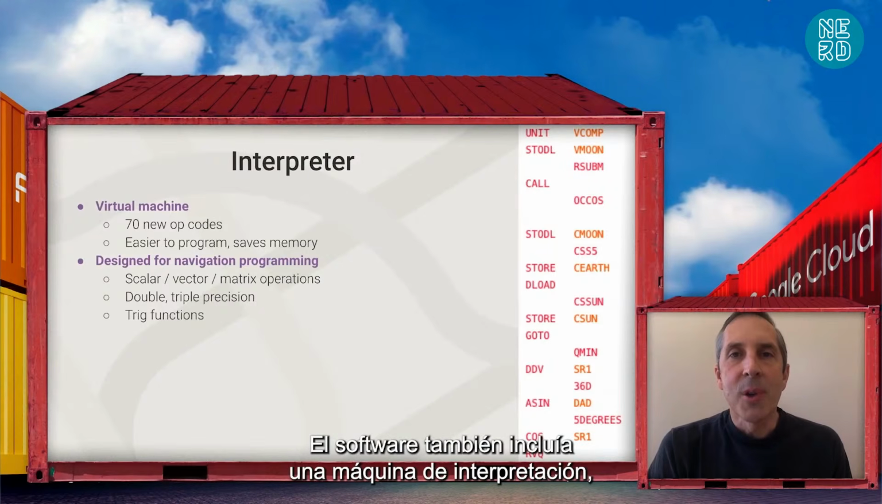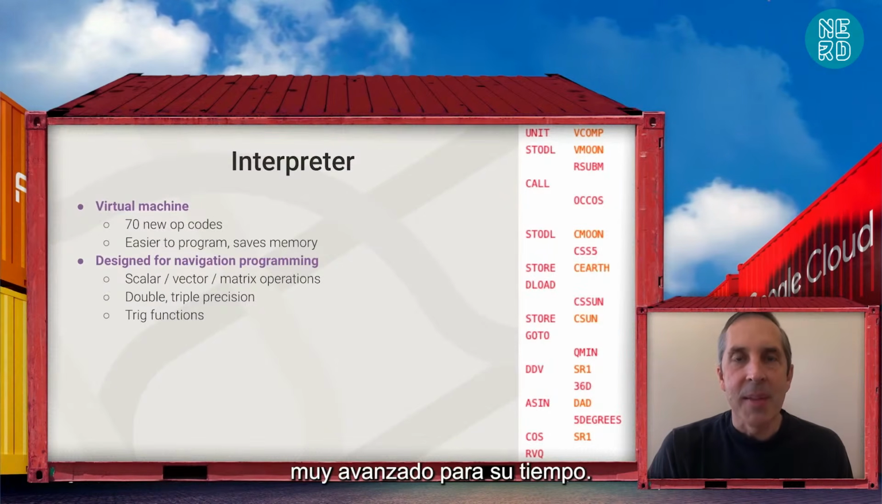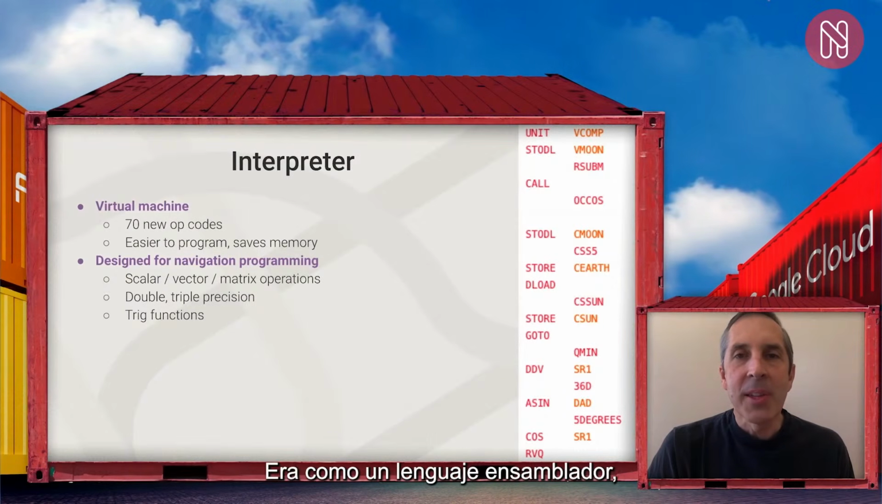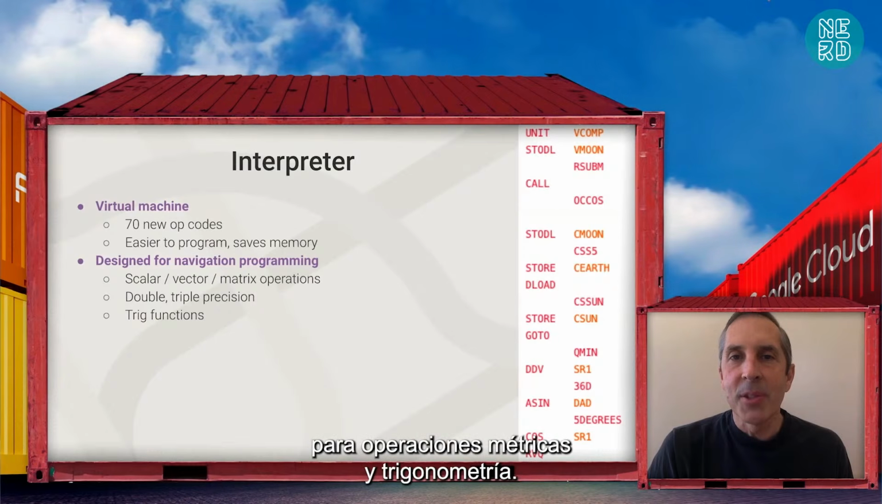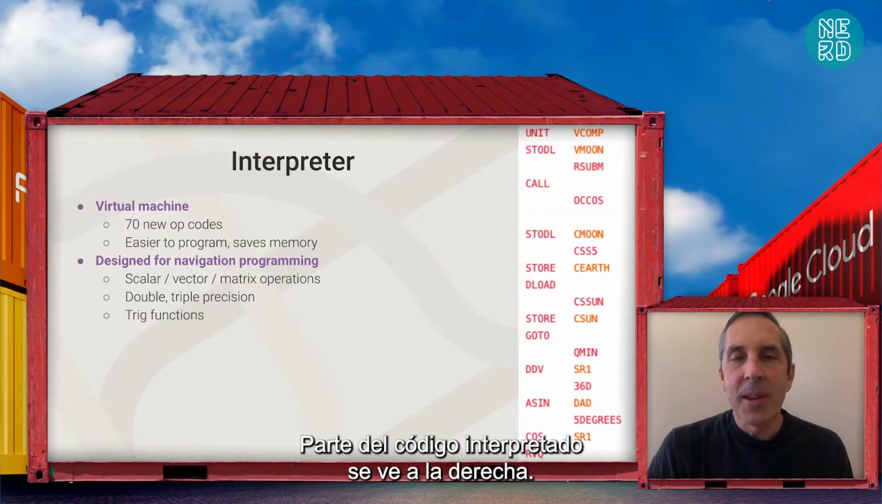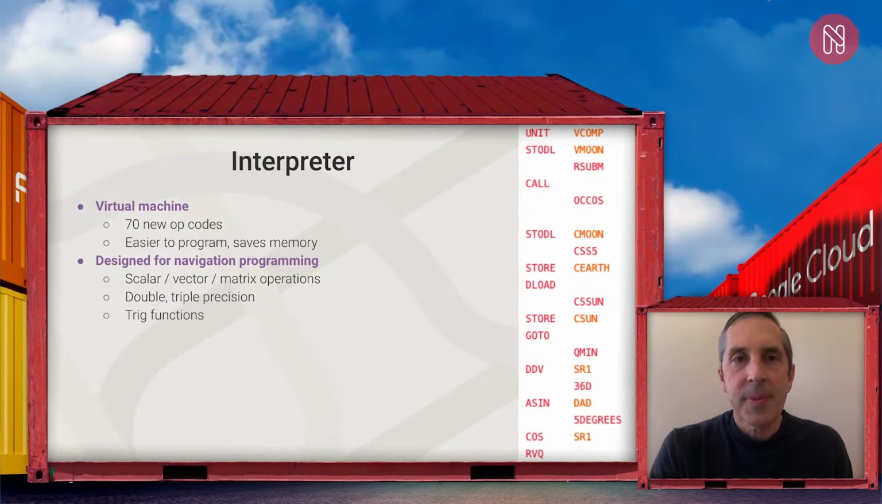The AGC software also included an interpreted virtual machine, very advanced for the time. This made it much easier to write the navigation code. It was still like assembly language, but slightly better because it had instructions for matrix operations and trigonometry. Some of the interpreter code is shown on the right. This code computes the positions of the Earth, Moon, and Sun.